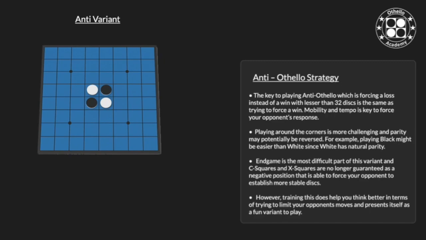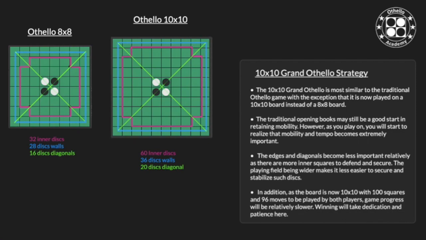So let's move on to the next and last variant for today. So the last and final Othello variant is basically the 10 by 10 GrandOthello variant. So over here you have the standard 8 by 8 board with 32 inner discs, 28 disc wall around the blue perimeter, and you basically have 16 discs along the diagonals.